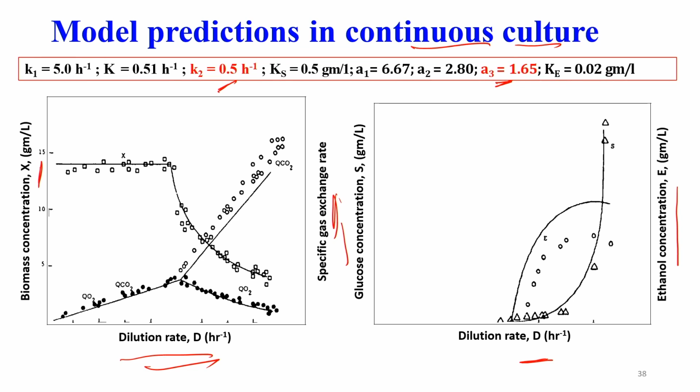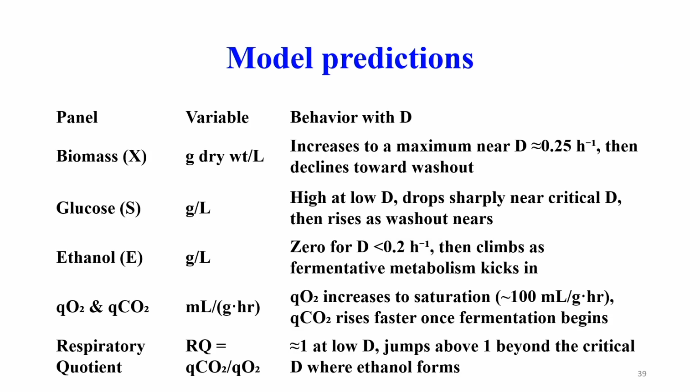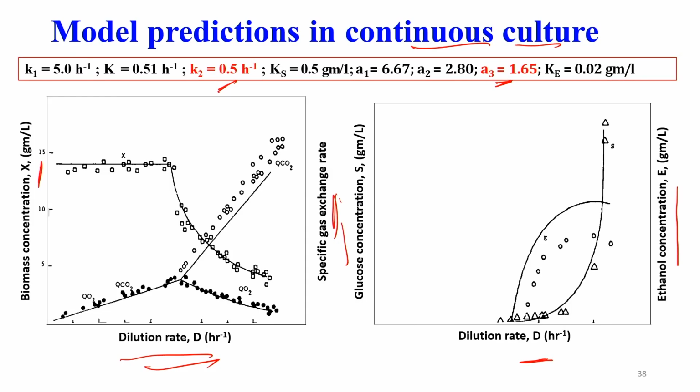So, we will quickly explain these figures. You see the biomass profile of X, it increases to a maximum value near D equals 0.25, then it reaches its maximum here, and further it declines towards washout.